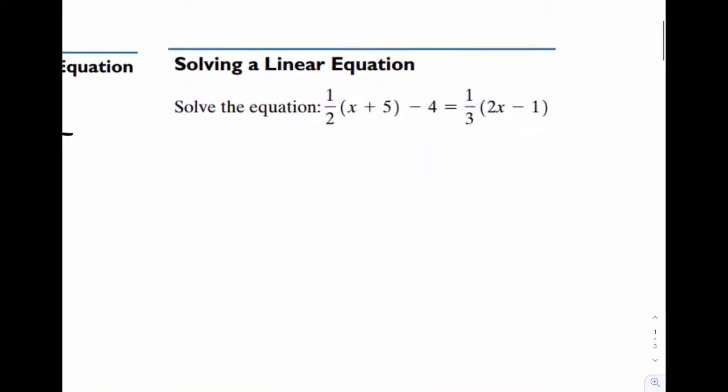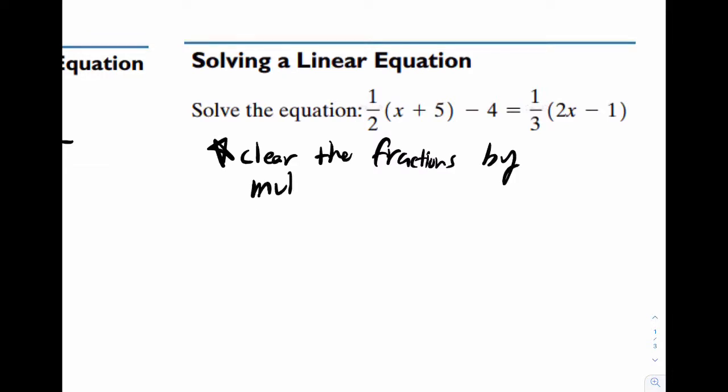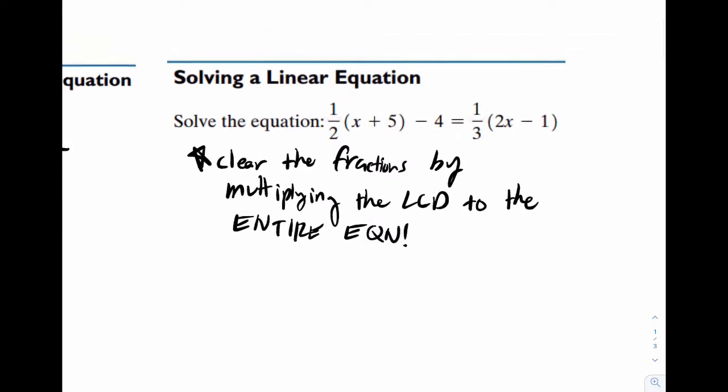Let's go to one with fractions. So for a question like this, I'll put a star for you. What we typically want to do is clear the fractions by multiplying the LCD to the entire equation. So this is a trick we can do whenever we have equations. So here I can see I have 1/2 and 1/3, so the LCD would be 6. So what I'm going to do is multiply the entire thing by 6, and let's see what happens here.